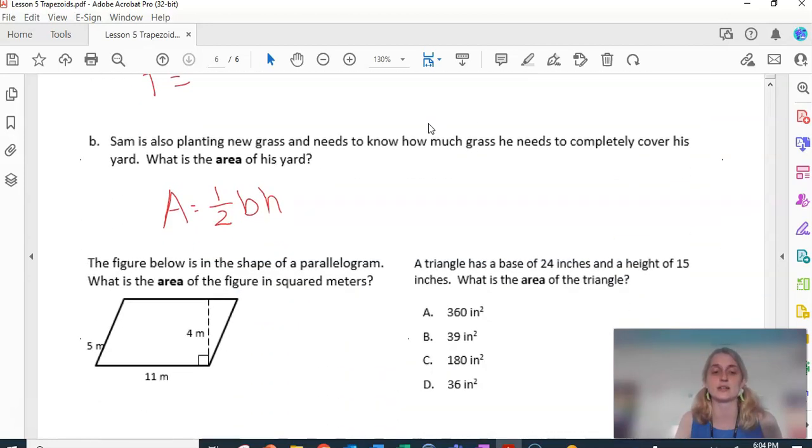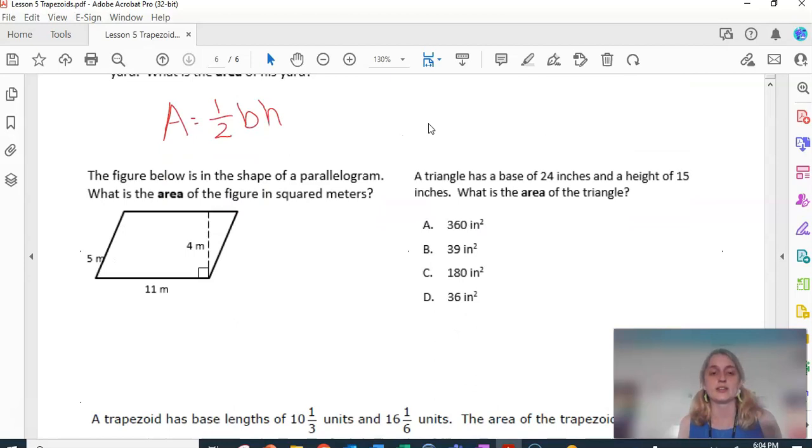Solve for your area. Here we have a parallelogram. I'm asking you for the area of a parallelogram. The area for a parallelogram is area equals base times height. That's only 2 numbers. One of these numbers in this drawing is there to confuse you. You don't have to use every single number.